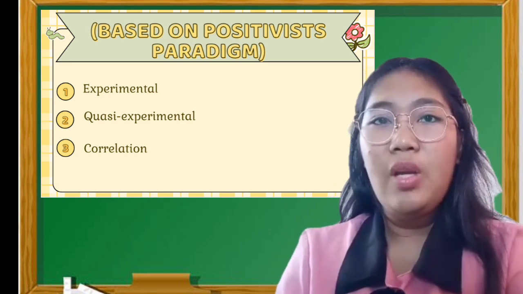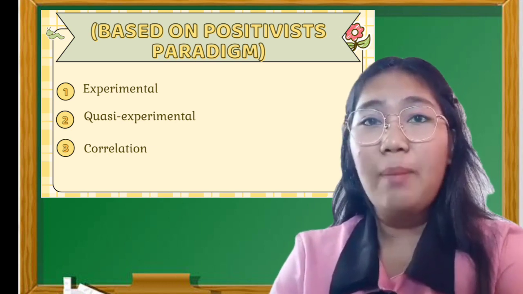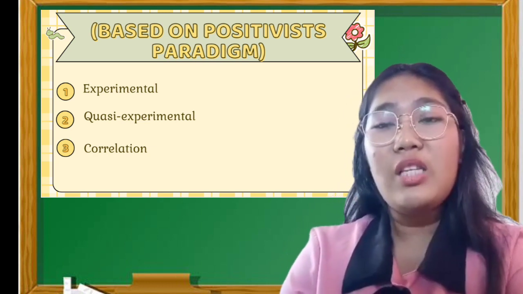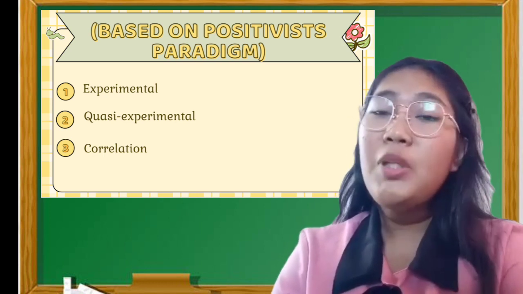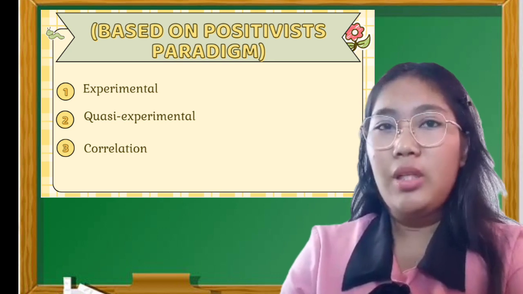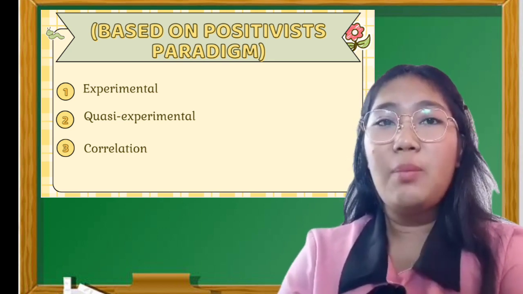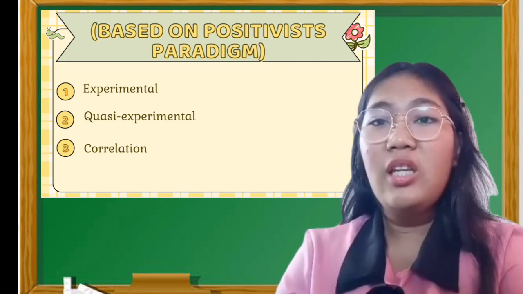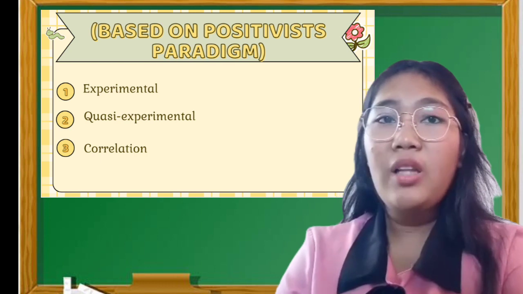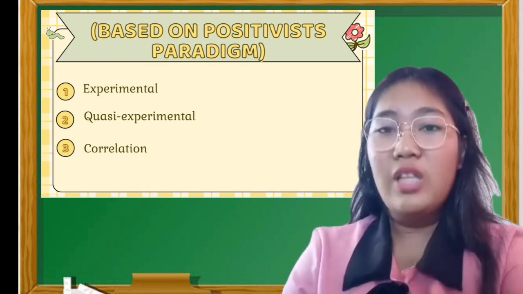Correlation. Correlation, within the positivist paradigm, refers to a statistically measured association between two variables. It indicates that changes in one variable tend to be accompanied by changes in the other. But importantly, it doesn't establish causation.